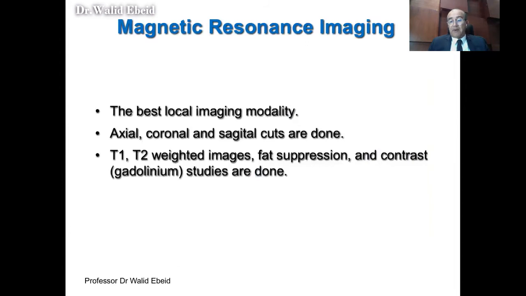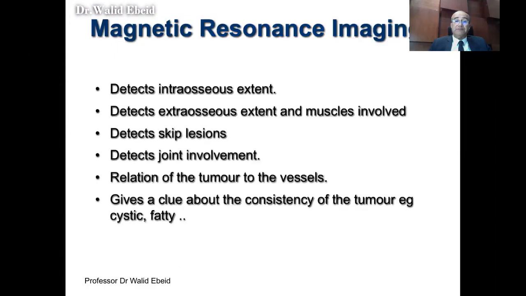MRI is the most important local imaging modality. It helps us to assess the geography of the tumor, the local extent of the tumor, and we order an MRI with contrast. The aim of the MRI is to detect the intraosseous extent and the extraosseous extent, to detect skip lesion, to detect joint involvement, the relationship of the vessels to the tumor, and gives a clue about the consistency of the tumor.